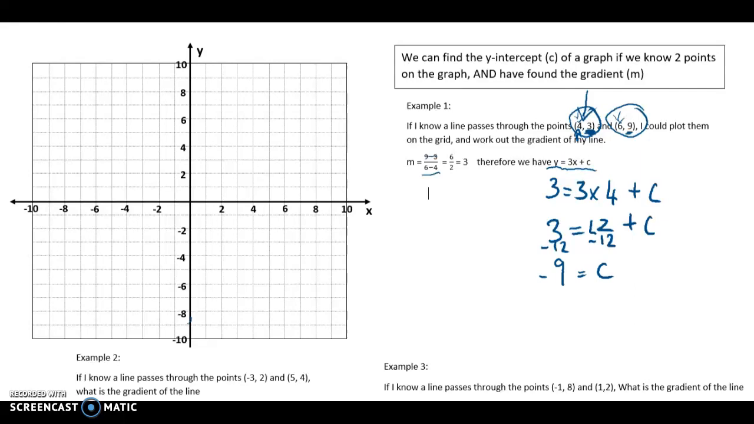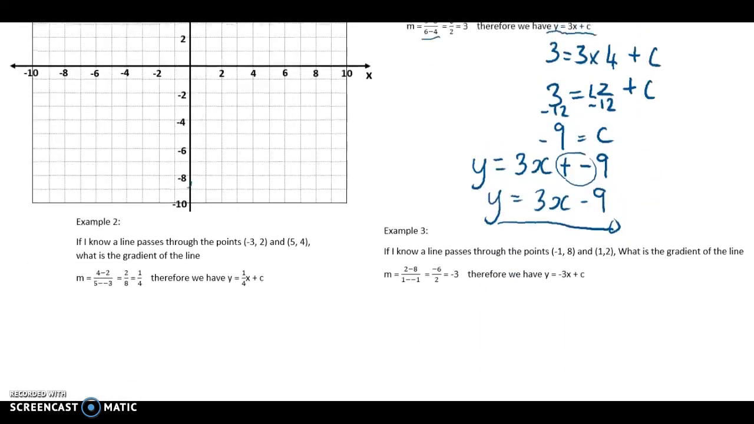So I now can see that my equation is y equals, I've already found the 3 from my gradient from the previous exercise, and plus negative 9. And if you've got a plus and a minus next to each other, we write it as 3x minus 9. You could have just gone straight to the minus 9, I'm just showing how I found that. And that is the equation of my graph.